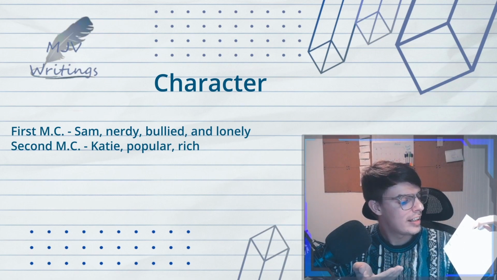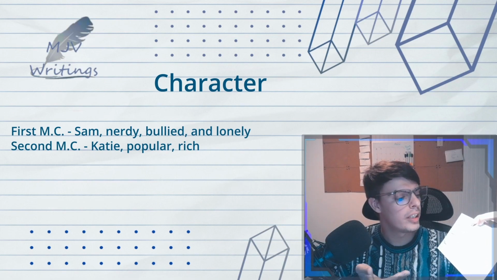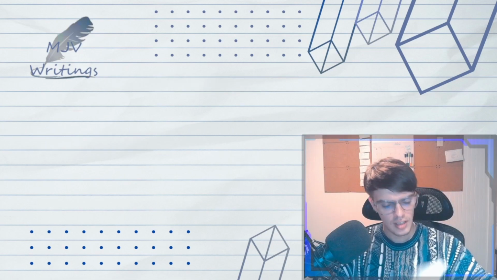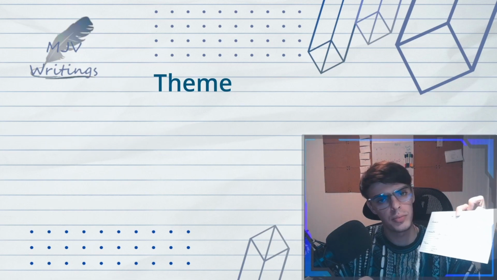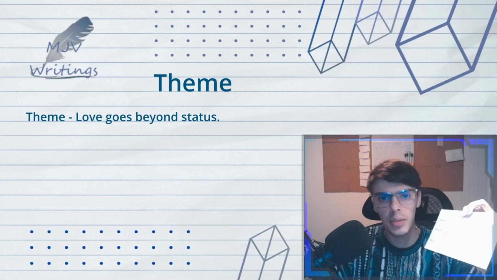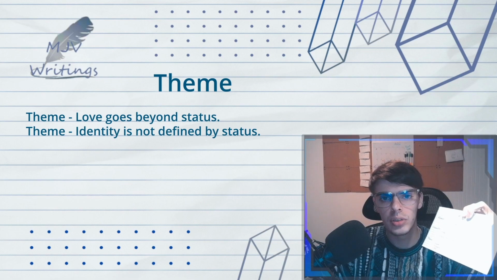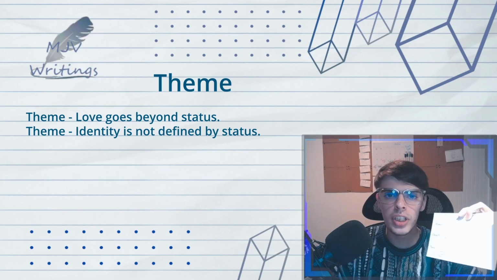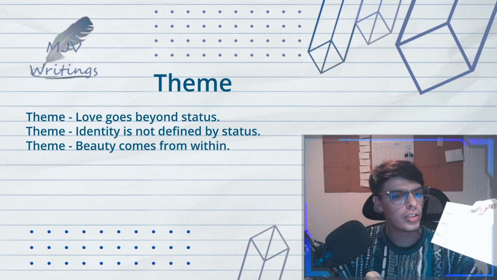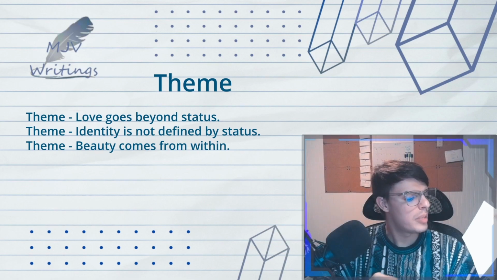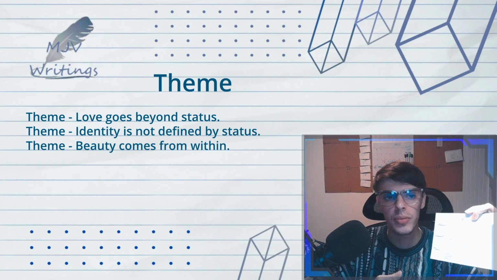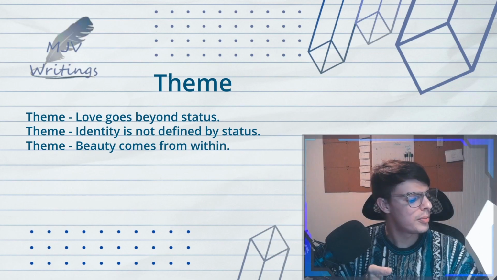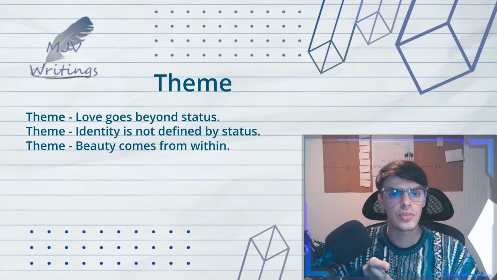So now we have Sam, who is nerdy, bullied, and lonely, falls in love with Katie, who is popular and rich, during high school. And then for our themes for this story, obviously one of them is going to be love. I also can see that identity might be one of them, finding out who we truly are and seeing people for who they truly are. And then lastly, I thought beauty would be fitting because perhaps this popular girl needs to realize that beauty comes from within. And maybe same with Sam. Maybe Sam doesn't see the beauty within himself and does not see the beauty within this girl, Katie, whatsoever. So those are just my ideas for the theme thus far.